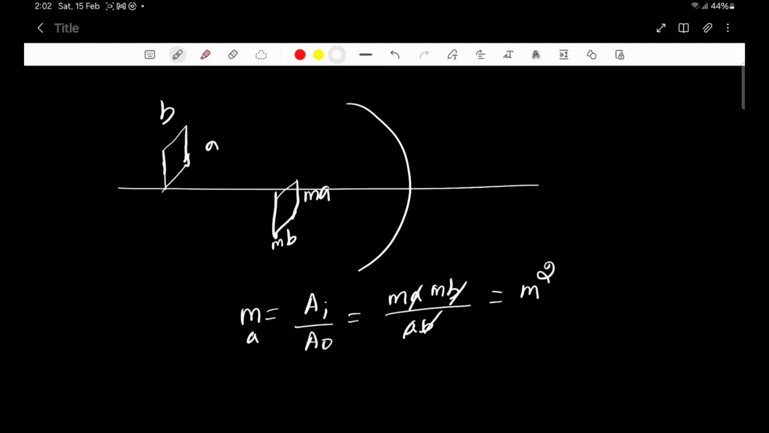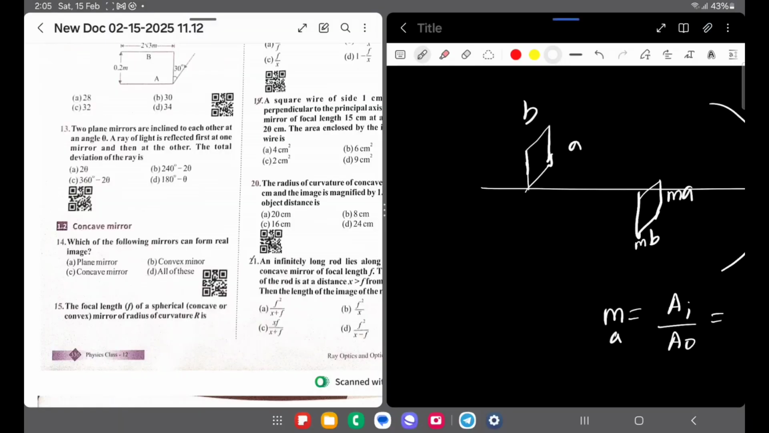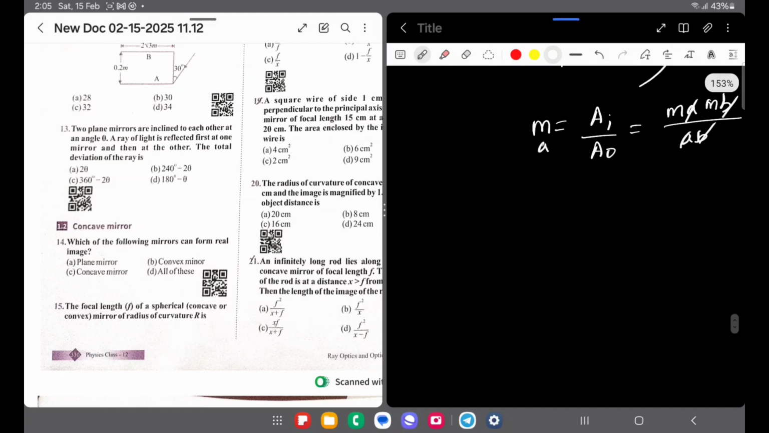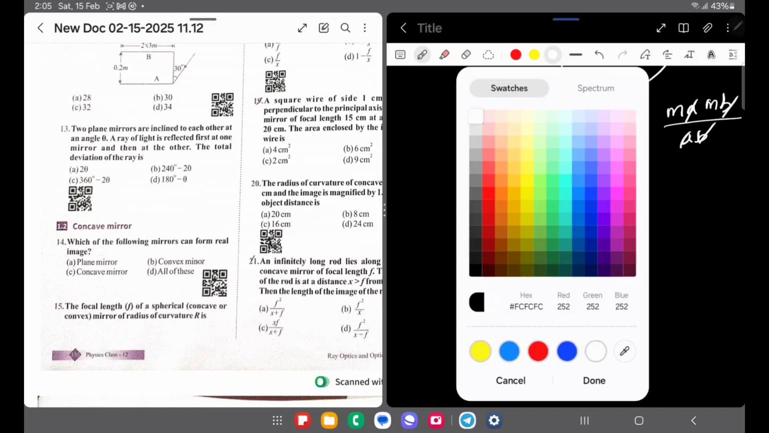I suppose that you are able to understand all the derivations I derived today. Now, we can focus on the numericals. Okay, now we can work out some numericals on spherical mirrors.